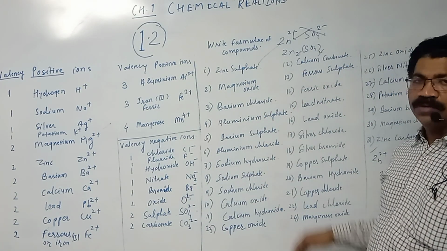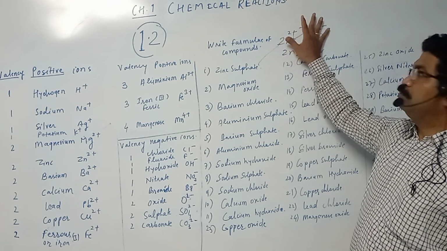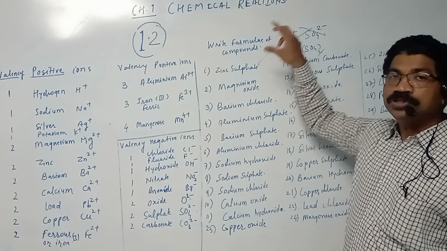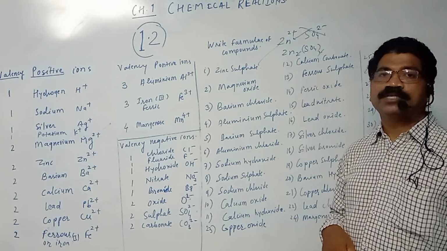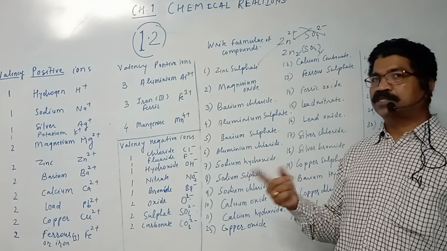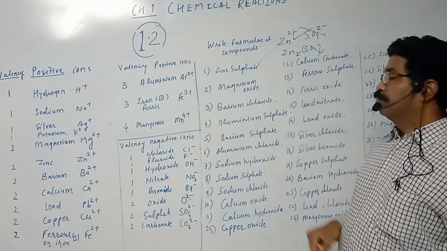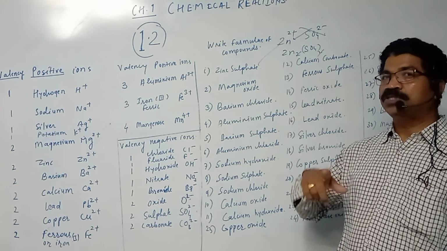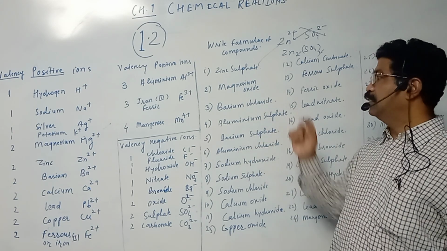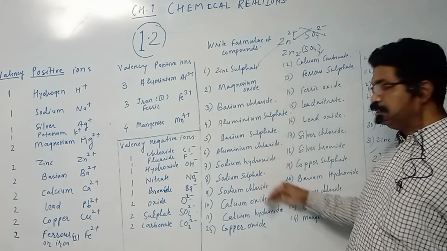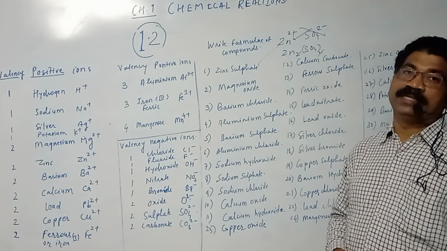So once you write all the formulae, what you do, you cover these formulas so that it will not be visible to you. You should only see zinc sulfate. Zinc sulfate. So try to work in your brain. Zinc Zn2 plus, sulfate SO4 2 minus, 2 here, 2 here, 2 to cancel. Formula is ZnSO4. Then magnesium oxide, Mg2 plus, oxide O2 minus, 2 here, 2 here, 2 to cancel, MgO. Formula is MgO. So you practice these formulas again and again in your mind.